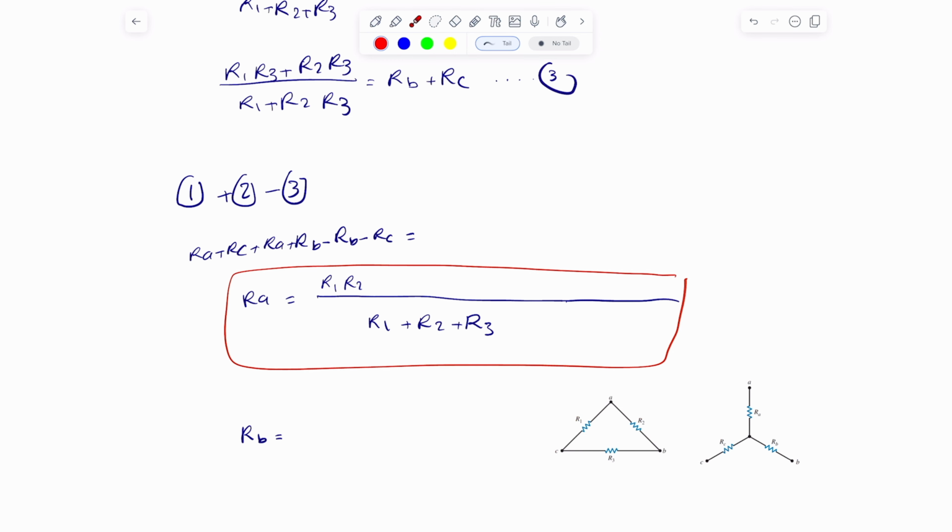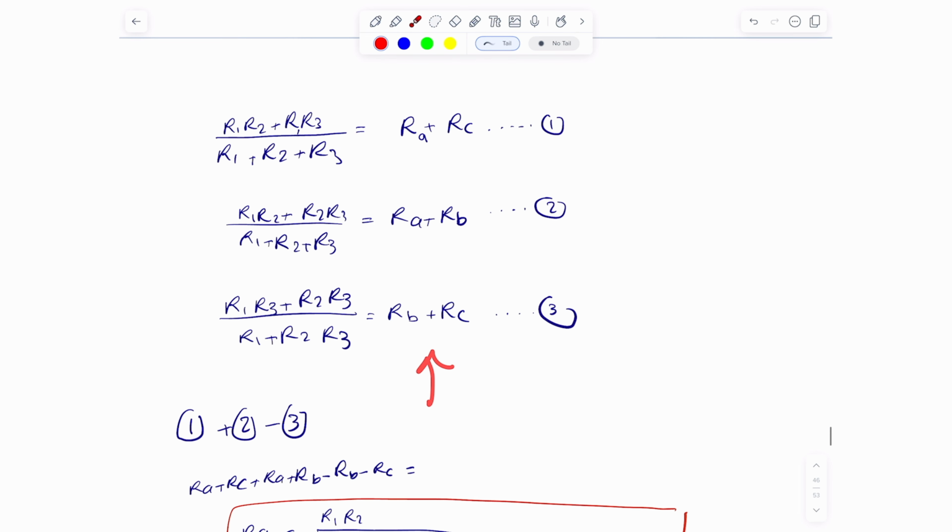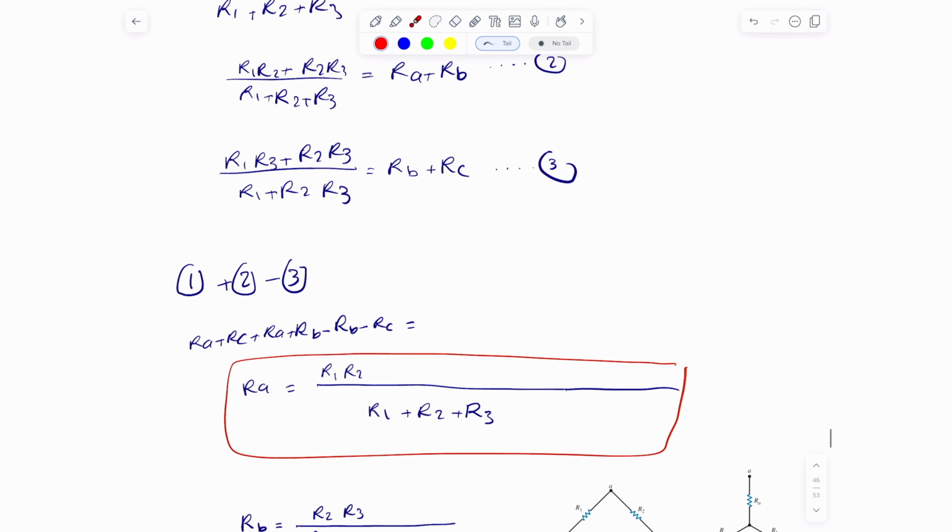So if we're interested in RB here, it's pretty much the same. What we need to do is multiply R2 times R3 divided by the sum. So let me just write this for you. That becomes R2 times R3 divided by R1 plus R2 plus R3. You can get to this answer not only by pattern recognition, but by having these 1, 2, 3 solved slightly differently. If we were interested in B, that means I would have isolated these. Maybe I will sum 2 and 3 and subtract 1, and I'll get to that answer as well.